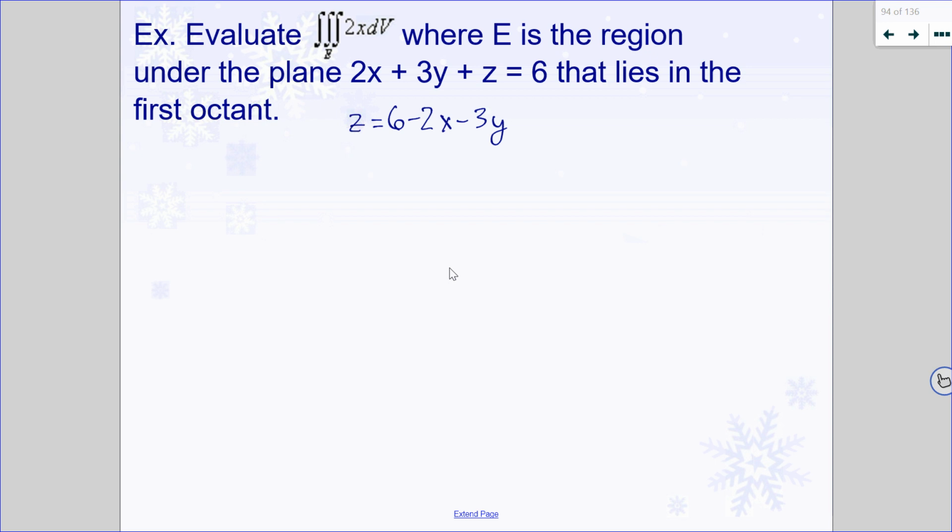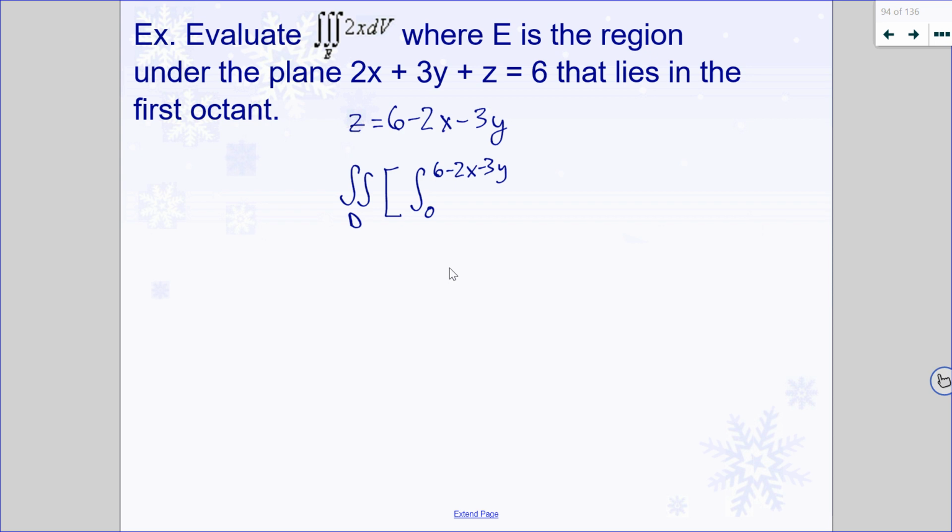When I look at the way this would look, it's the double integral over the region D of, in the first octant, which means everything's positive. So it's 0 to 6 minus 2x minus 3y. In the xy plane, z is 0, so it's from 0 up to that plane, and here's our plane equation.